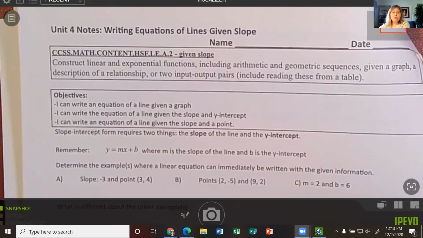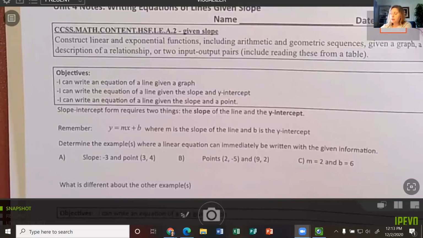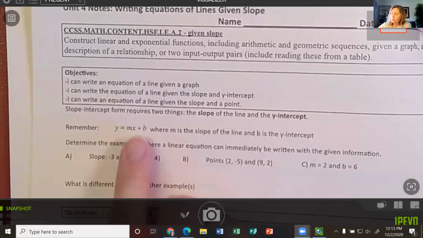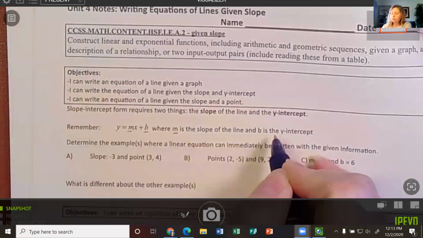Slope-intercept form requires two things: the slope of the line and the y-intercept of the line. Remember, in y equals mx plus b, that's our slope-intercept form of a line. m is the slope and b is the y-intercept. So m is our slope and b is our y-intercept.